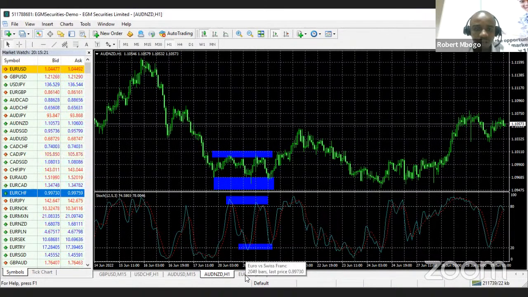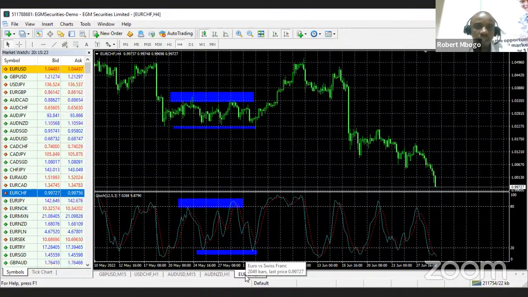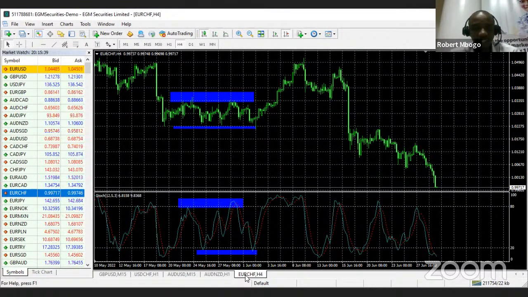If we look at Euro CHF, the same thing. This pair at one point in time was called the King of Ranging. I don't know whether they still have that title. Times change. Yeah, seasons change, times change. Times change, man. So Euro CHF was the king at some point.